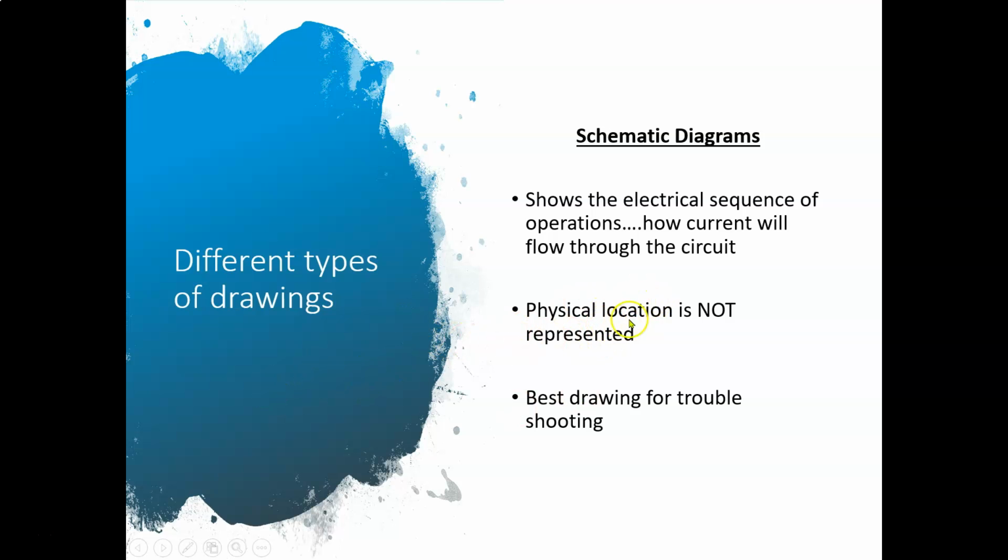The physical location is not represented in a schematic diagram at all, and it's the absolute best drawing to troubleshoot your circuits. You have to make sure that your schematic diagram is hooked up the same as your actual circuit, because if you have a circuit that's hooked up a little bit differently, then you go to your schematic diagram trying to troubleshoot it, you're going to have a harder time because they're not going to match. So that's where your wiring diagram to schematic diagram conversion, or vice versa, is crucial.